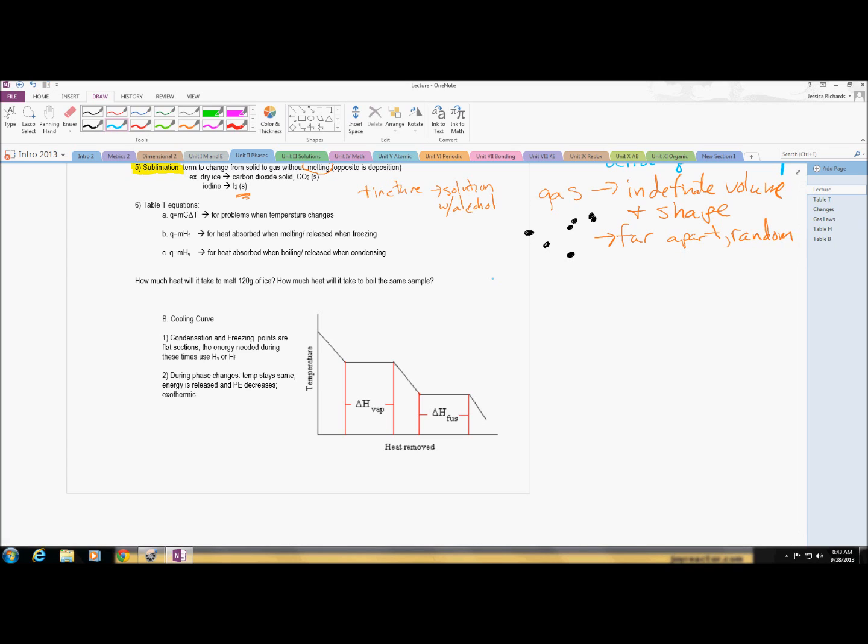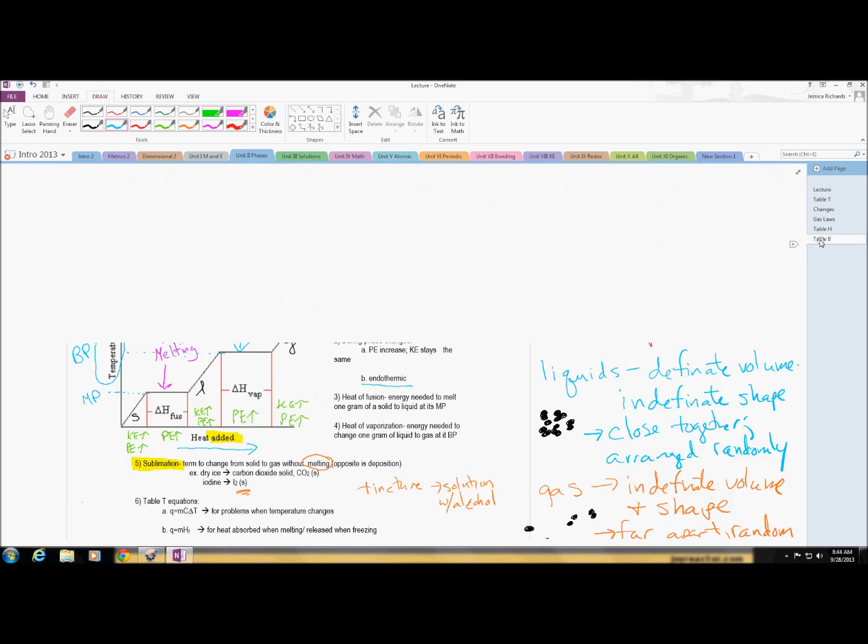So the question wants to know how much heat will it take to melt 120 grams of ice. So we have 120 grams and they're melting it. So that means we want the Q equals MH sub F equation. Heat is what they want, so that's our Q. The mass is 120 grams. And our H sub F, remember, again, is on table B.